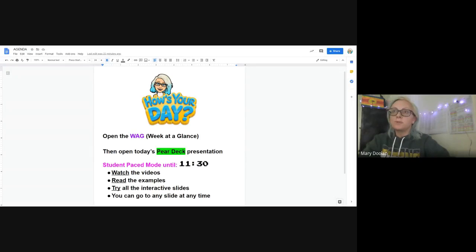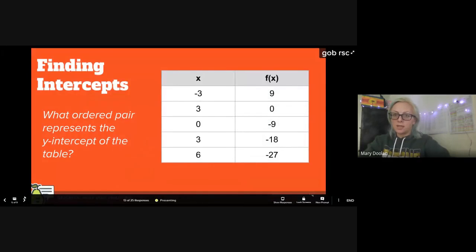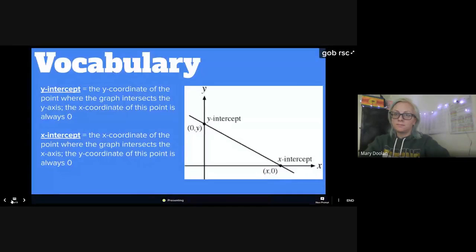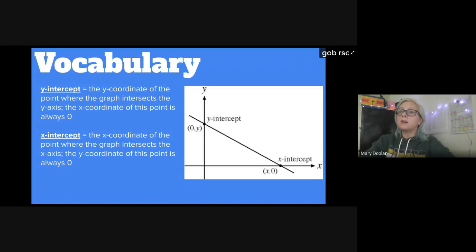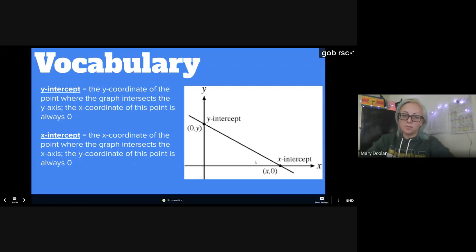So I'm going to stop student paced, and I'm going to come back to our Google Meet presentation. If you want to come back to the Google Meet presentation, I'm going to go over what the correct answers are. After we're done doing that, I'll turn it back on to student paced, and then you can go back and keep playing with it.